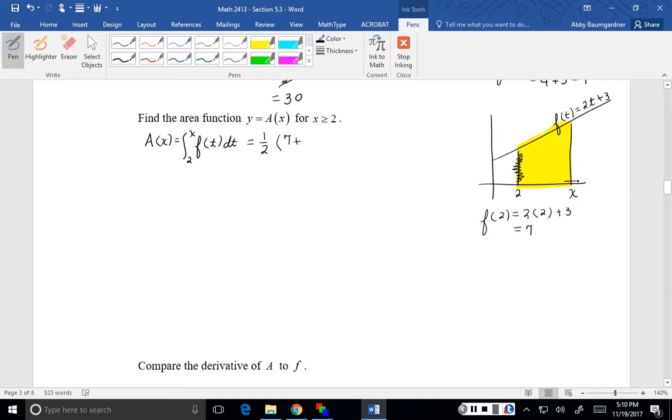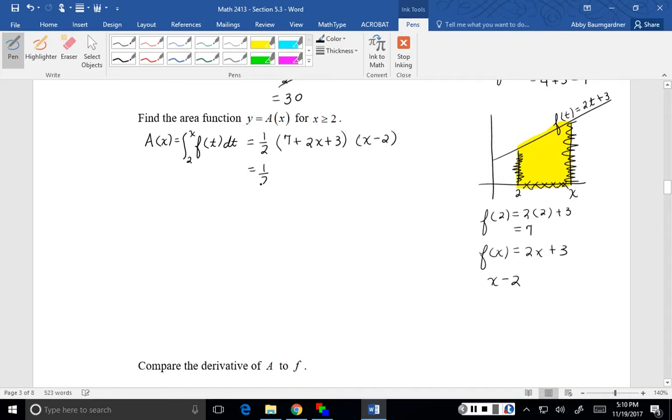Plus the big base, which is this guy, and I find him the same way. I plug him into the function. It doesn't spit out a number, it spits out a variable, but so what? Times the height. Well, the height is the distance between those two values, and the distance you find just by subtracting. So x minus 2. Doesn't feel right, but this is how we do it, I promise.